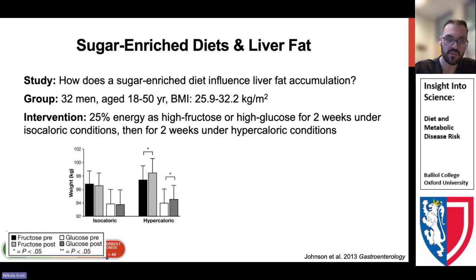So the way these graphs are organized is that the first black bar is the fructose diet at baseline. The next dark gray bar is fructose after the diet. And then the white bar is glucose at baseline. And the one on the right is glucose post.